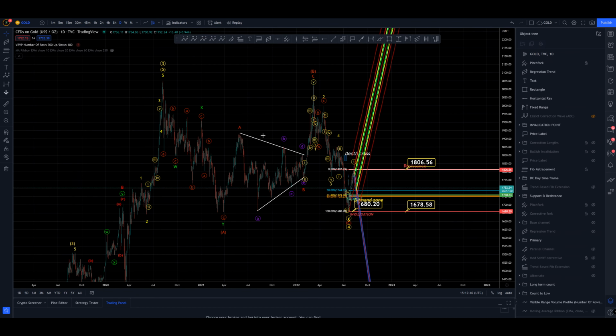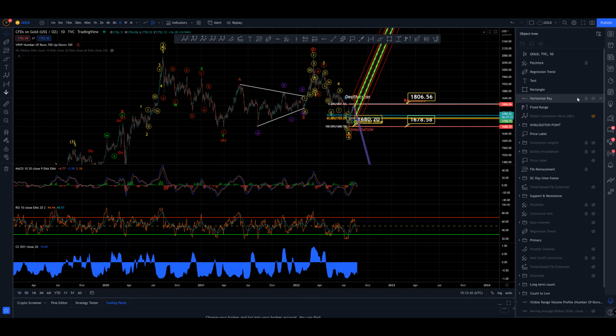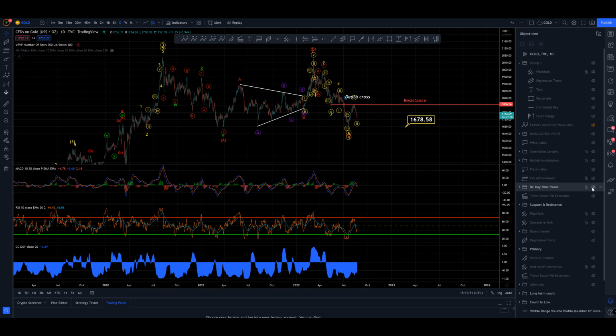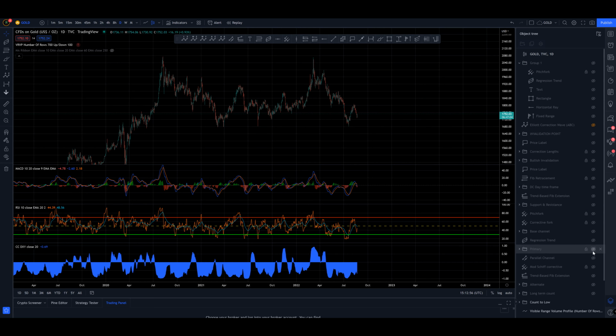Now let's come into gold for a moment and do some classical analysis for a minute. Let's gather up all this extra detail here, folder this for a moment so we can hide it easily. And let's turn off all of our tools that we've got going on here, our counts and so forth, and just have a quick look at gold.